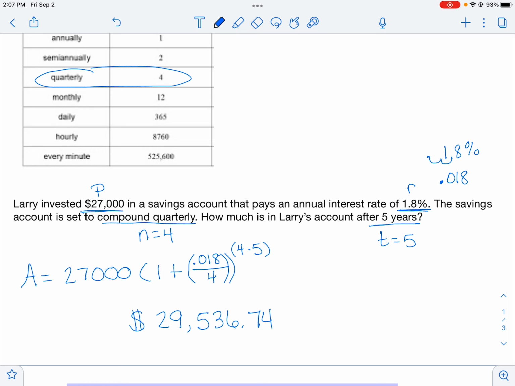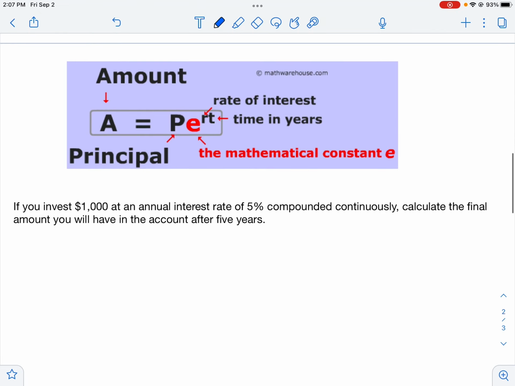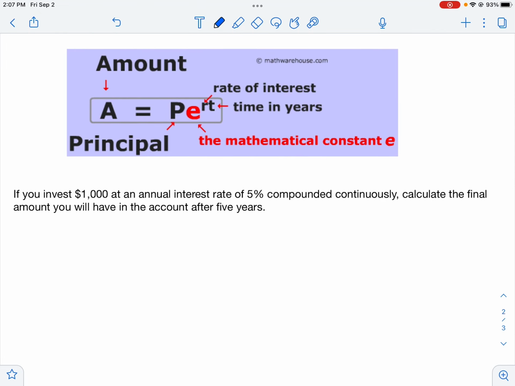Now, the other type that we're going to deal with is called continuous interest. And this is where we have that letter E. We know that that is actually a number. It's a mathematical number. It's roughly 2.718. And we know that through studying, this is actually a letter that has a number, but it was actually named after the person that discovered it.